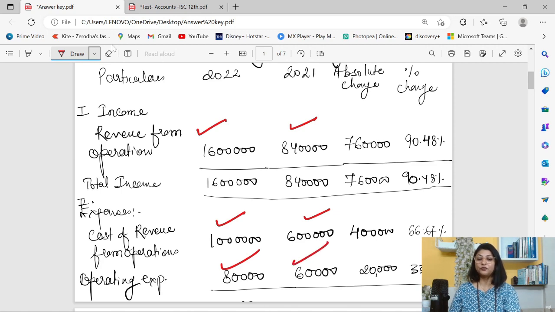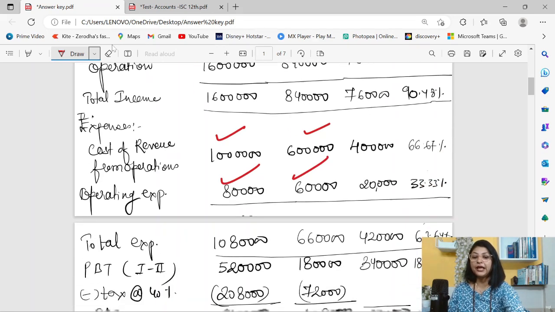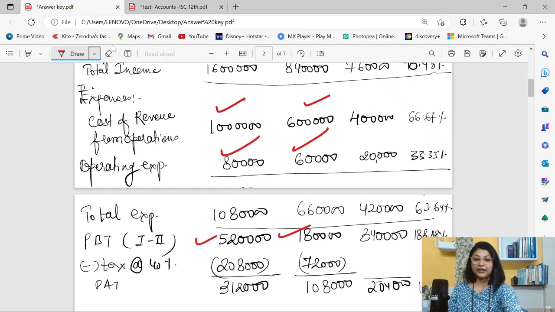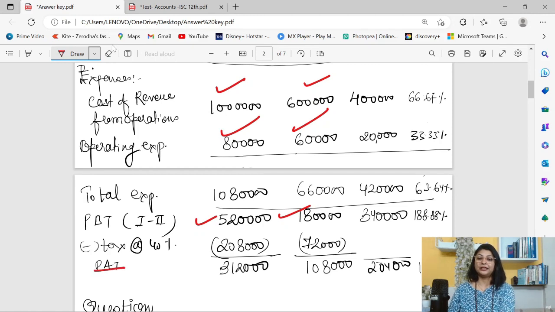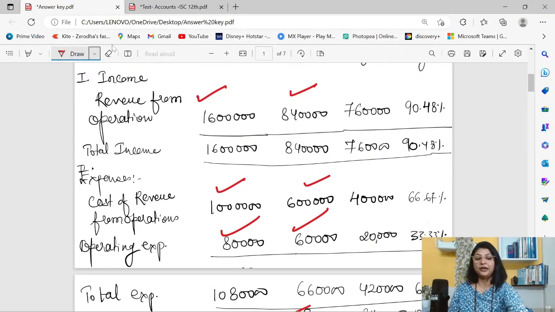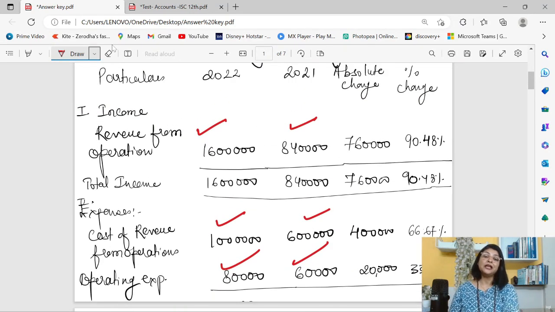After writing this, we reach to profit before tax, total expenses, and then profit before tax. PBT means profit before tax, then tax component was deducted, and after that we reached to PAT, means profit after tax. And then what we did over here on the right hand side, you can see we had made one column of absolute change, means difference between both the years, then difference divided by the base year, means year 21, multiplied by 100. By applying this formula, we found out percentage change. So this way we had to solve the question.